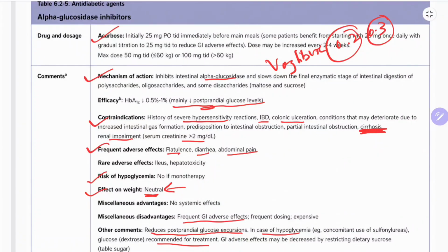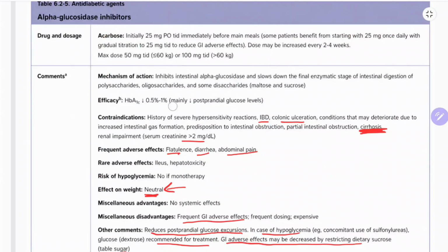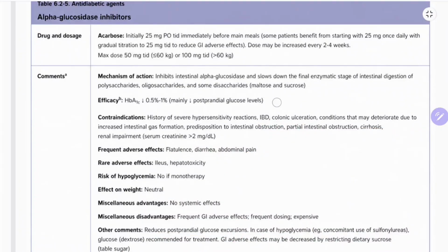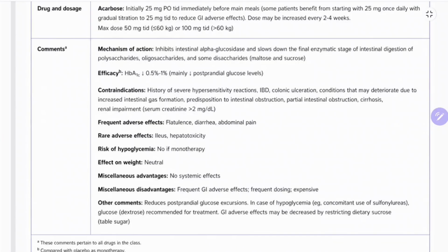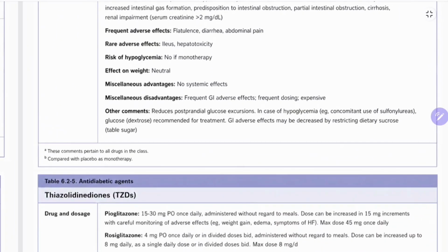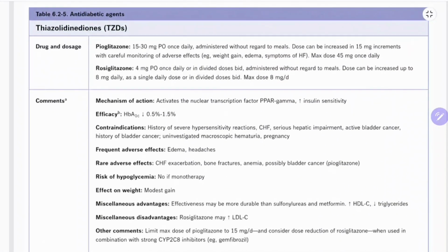Okay. So GI adverse effects may be decreased by restricting dietary sucrose levels. But we don't use this. Maybe it depends upon the physician, which drug he is using. I don't use this because in my experience, patients have a lot of GI adverse effects. He will quit the drug because of the adverse effects only. Okay, that's why. And these are very good drugs.